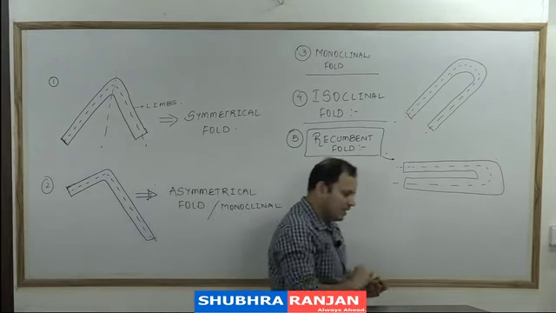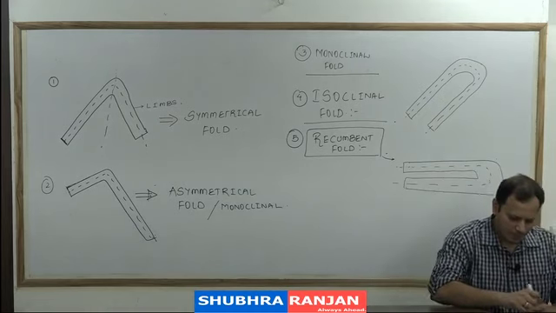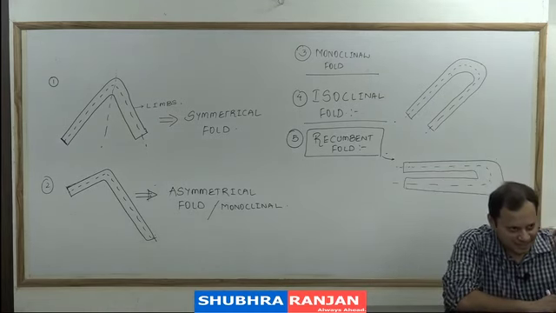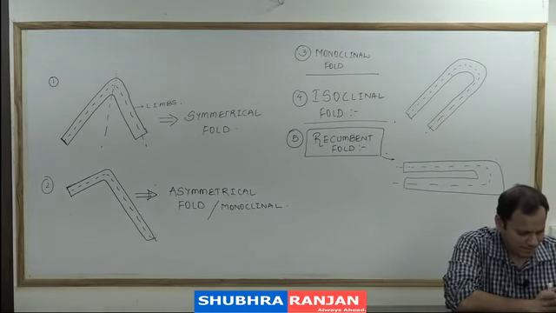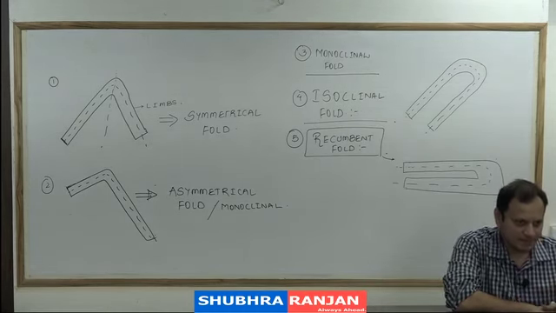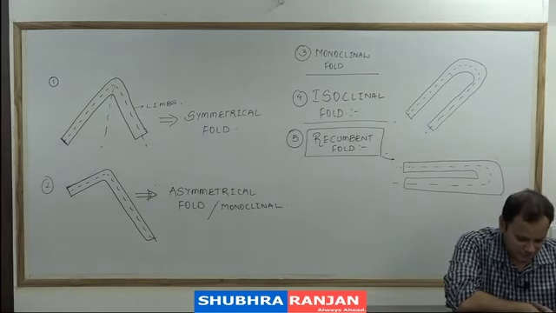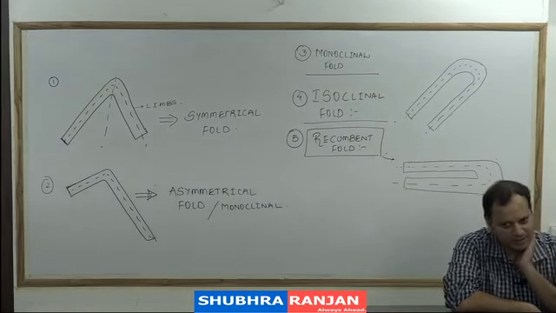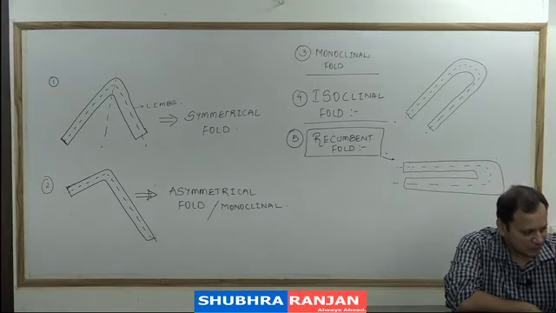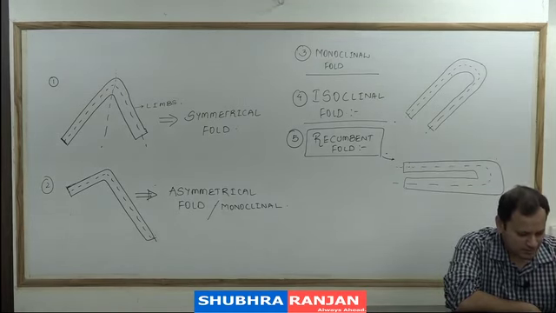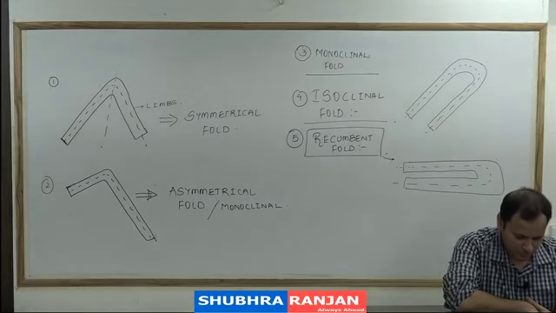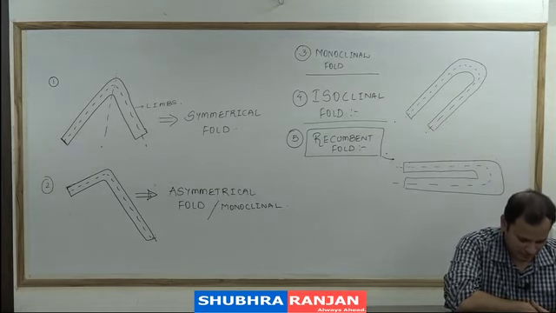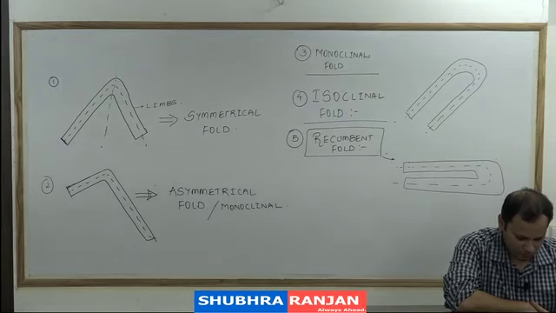So you can take down recumbent fold. Such kind of folding is seen in the regions of complex fold mountains such as Himalayas.